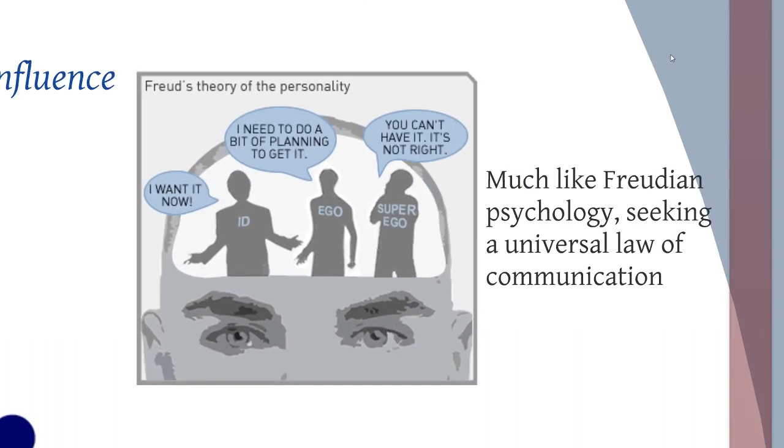Or, like we talked about with Freudian psychology, trying to figure out a universal law of communication, an id, ego, and superego, but in the sense that it's a universal law. Freud believed that he had discovered something, and a lot of people used Freud's work as a springboard to talk about other things, even though a lot of it has been thrown out as well.